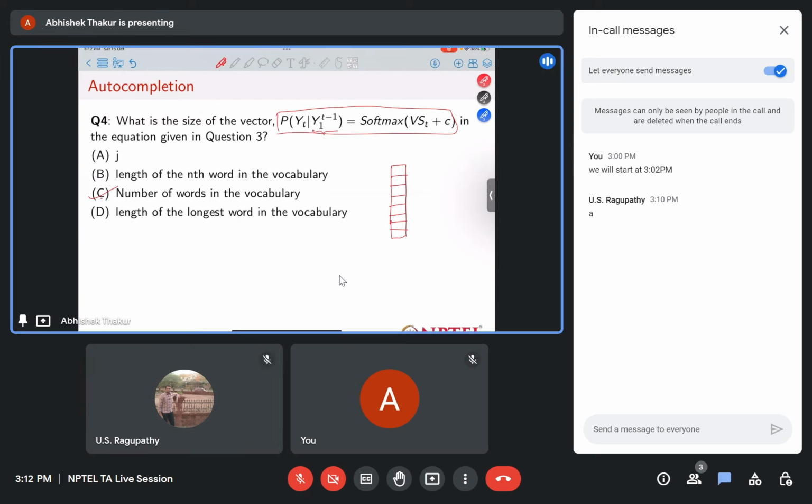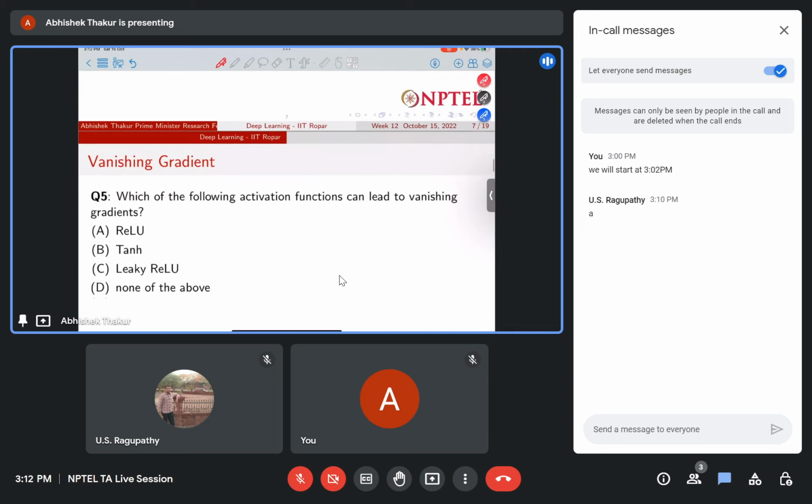This is asking what is the size of this vector. This is the probability distribution of the output function, so its size is the number of words in the vocabulary. Let's suppose there are n words. It will give the probability of all the n words. So the correct option will be the number of words in the vocabulary. We'll move on to the next question.